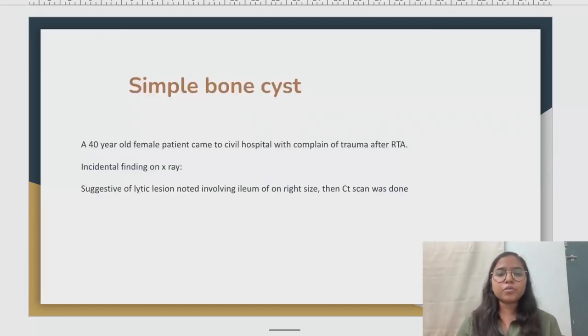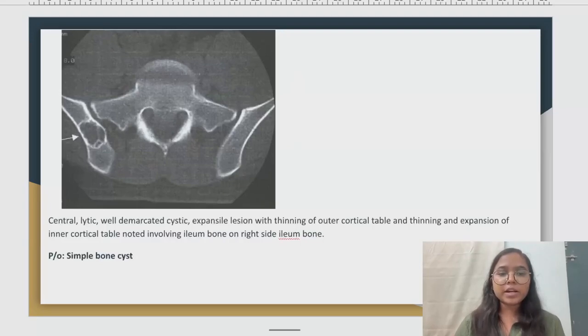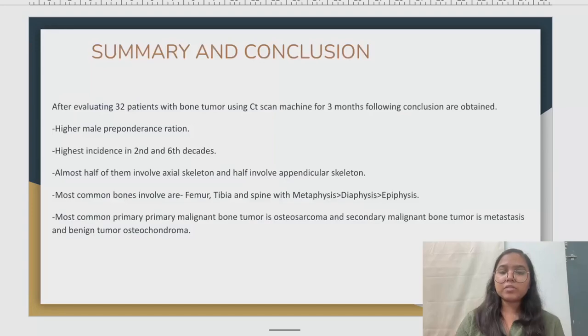Simple bone cyst: a 40-year-old female patient came to the civil hospital with complaint of trauma. After RTA, the incidental finding on X-ray was suggestive of a lytic lesion noted involving the right side ilium bone, and CT scan was done. The central lytic well demarcated cystic expansile lesion with thinning of the outer cortical table and thinning and expansion of the inner cortical table noted involving the ilium bone on the right side, suggestive of simple bone cyst.